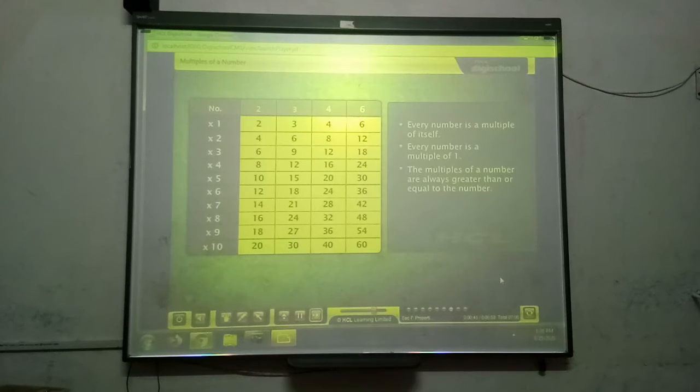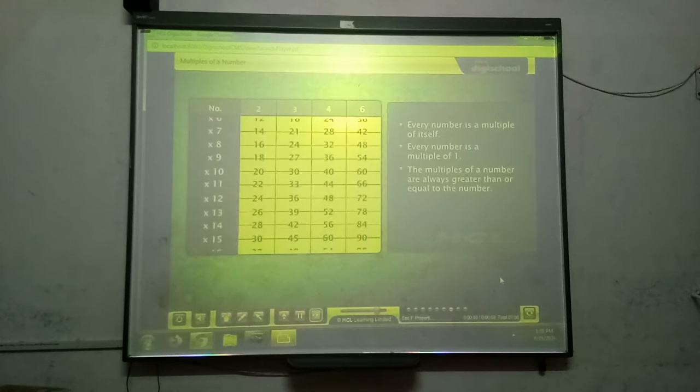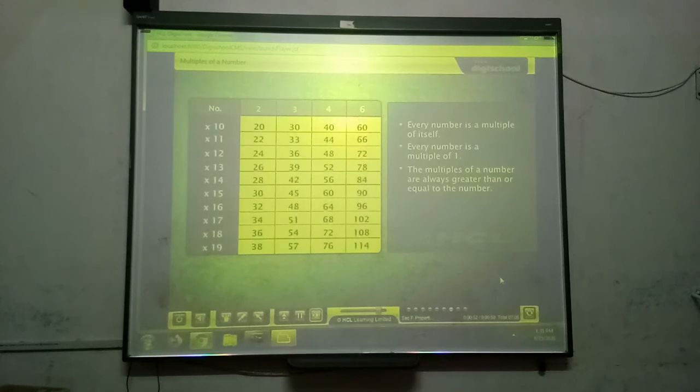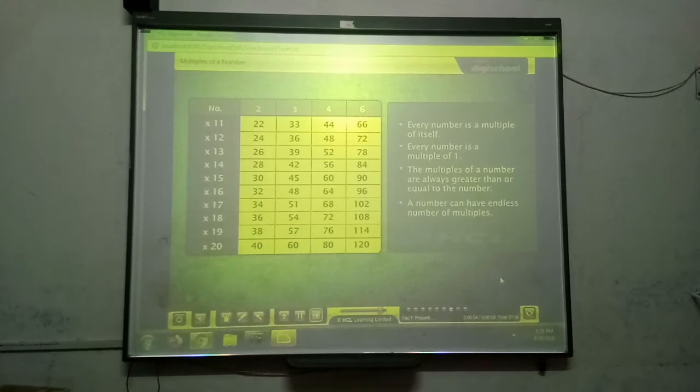There is no end to numbers. So, there is no end to how many numbers we can multiply with a number to find its multiples. In other words, a number can have endless number of multiples.